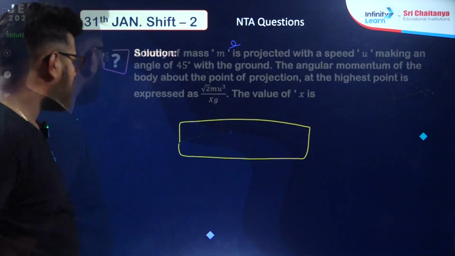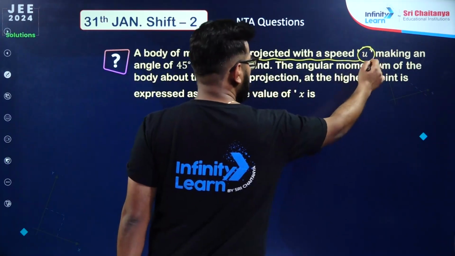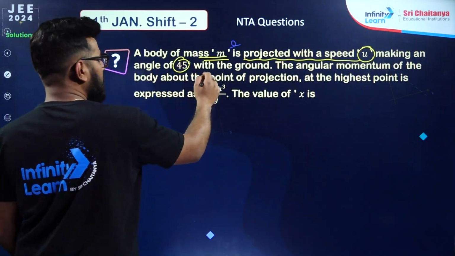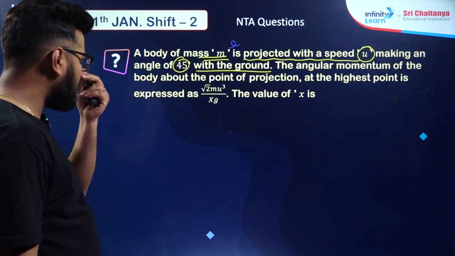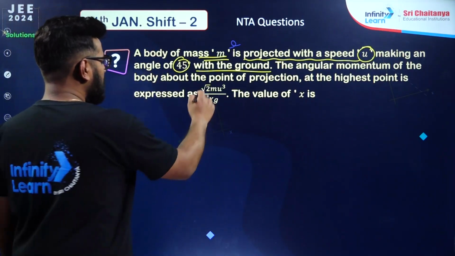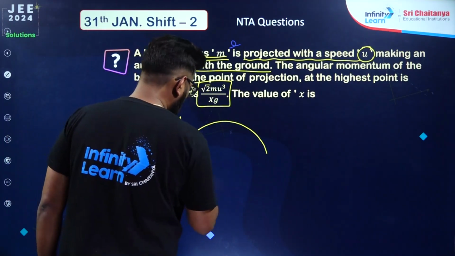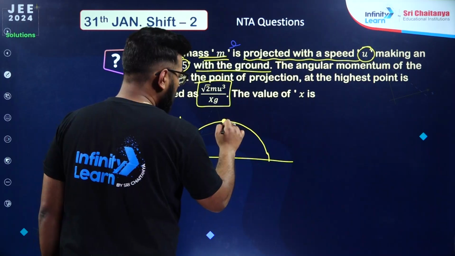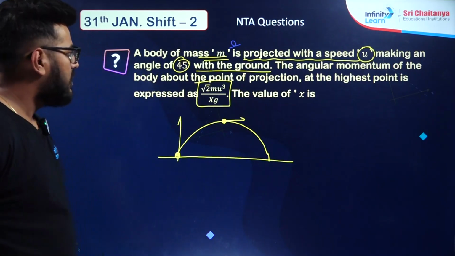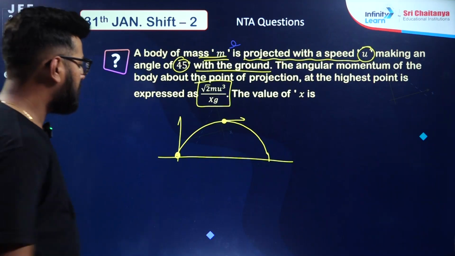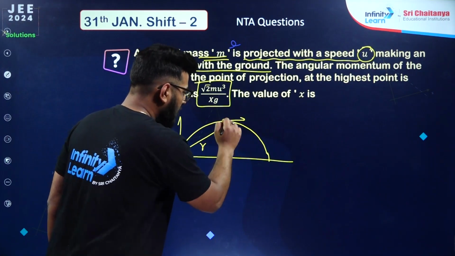Moving ahead for the next one: a body of mass small m is projected with a speed of u, making an angle of 45 degree with the ground. The angular momentum of the body about the point of projection at the highest point is expressed as. So this is a very standard problem of projectile motion and angular momentum. You need to find out the angular momentum of this body about the point of projection, okay? The angular momentum is r perpendicular, this is the r, but you need to multiply r perpendicular into this p.